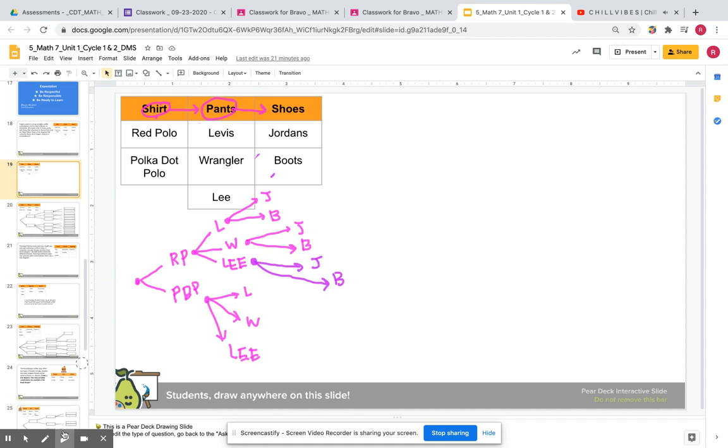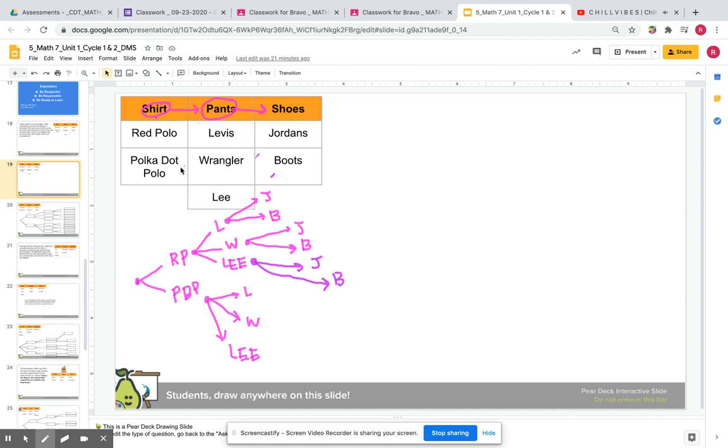So with the polka dotted polo, how many pants can you combine with the polka dotted polo? I hope you're able to recognize again that you're able to combine it with three options. That means it branched out to Levi's, Wrangler, and Lee, which we already had. I'm just doing this to remind you of what we already have. Okay, so that's where we were, and we kind of abandoned that a little bit, but we're back to it.